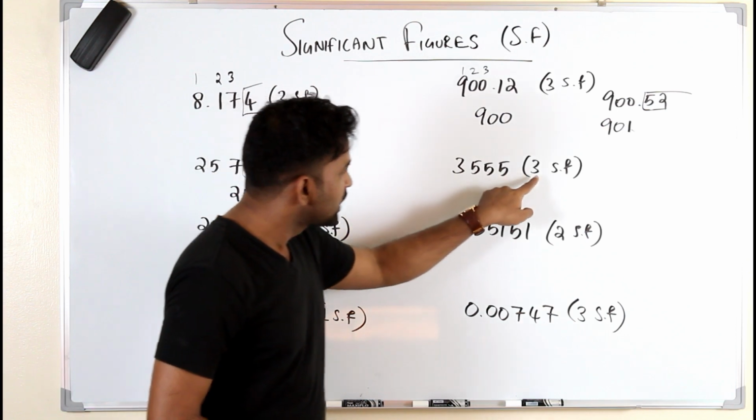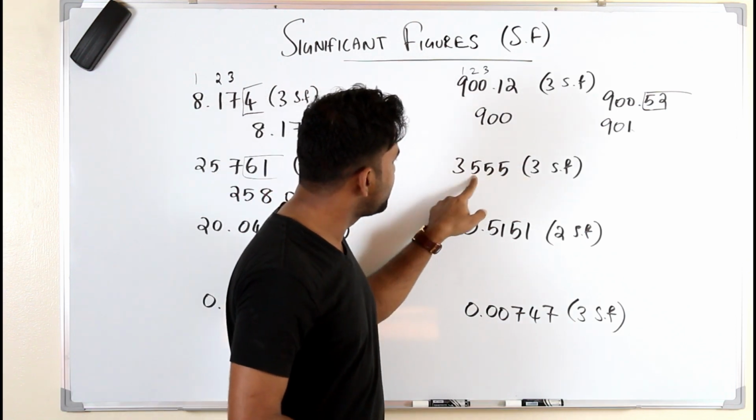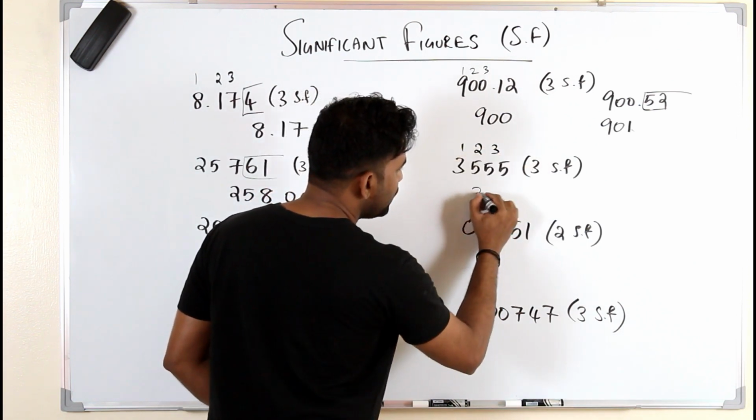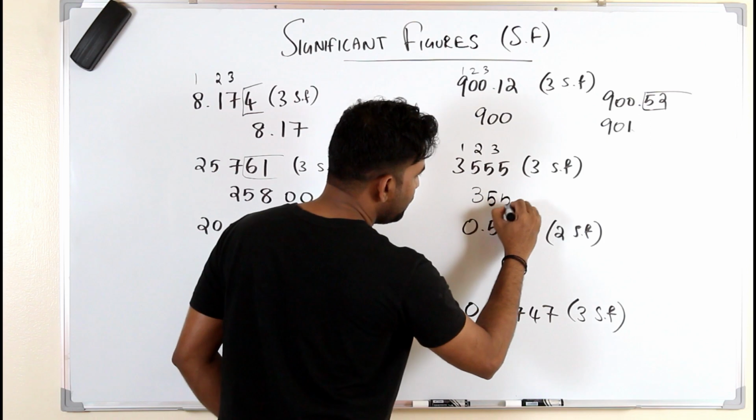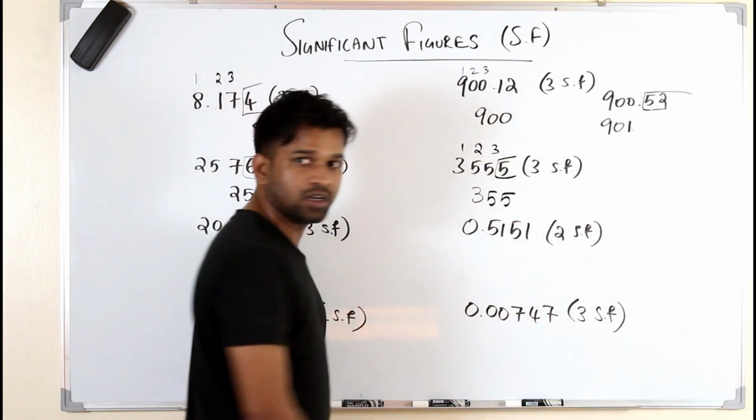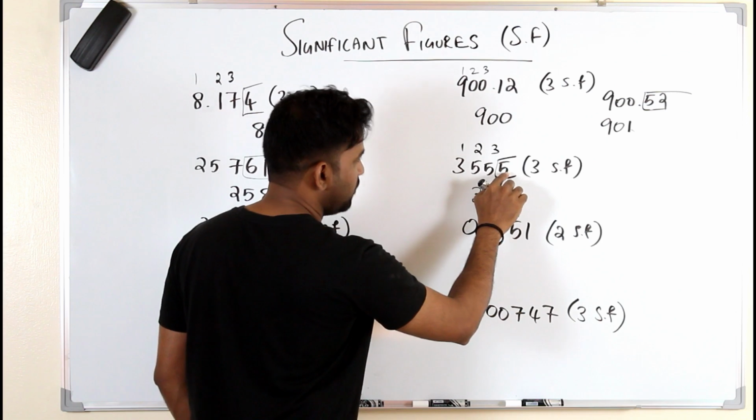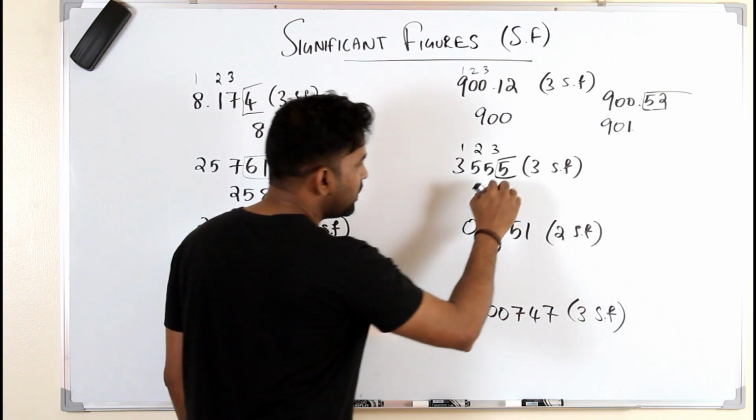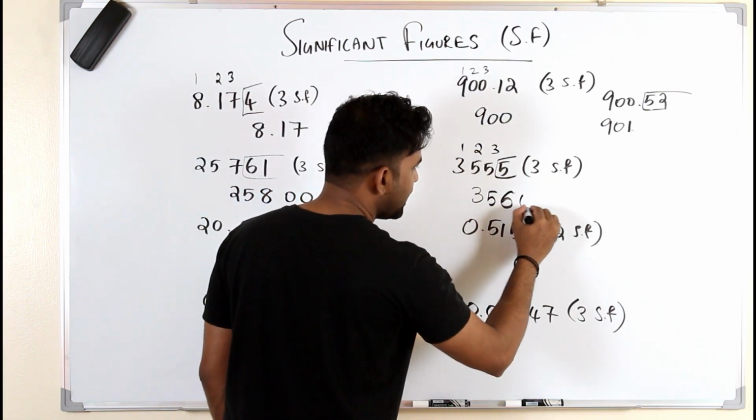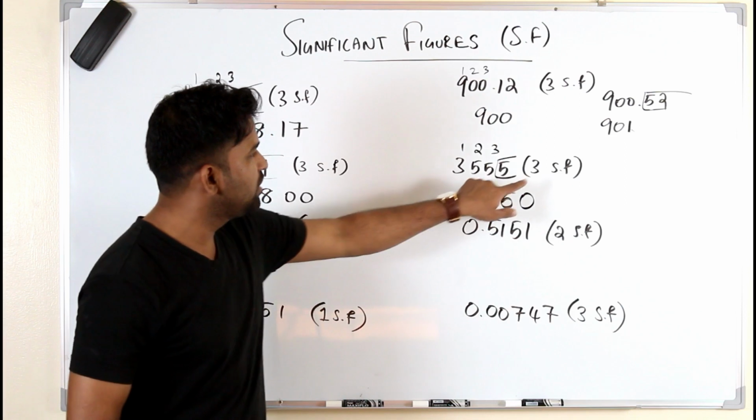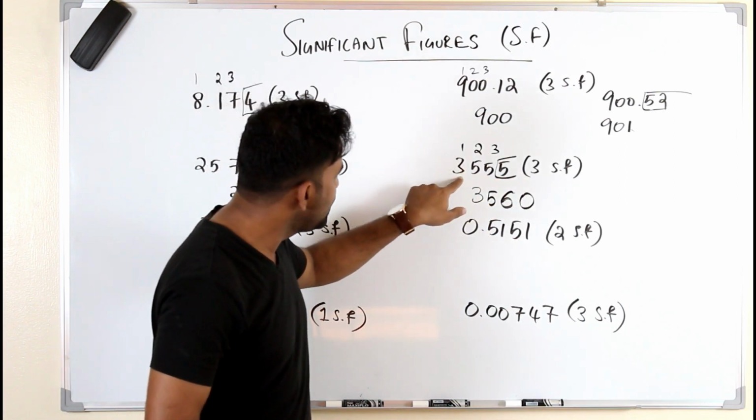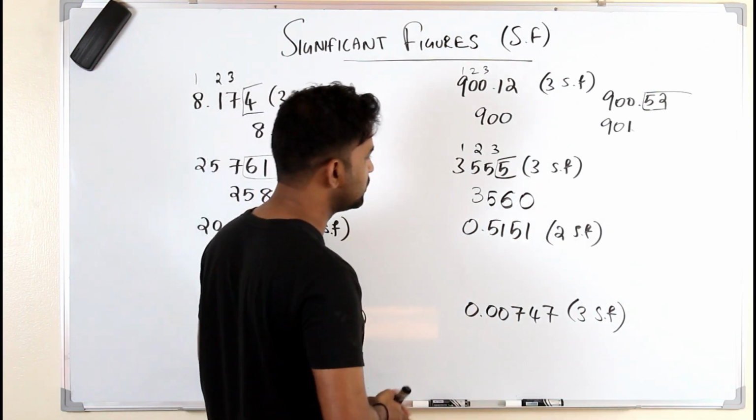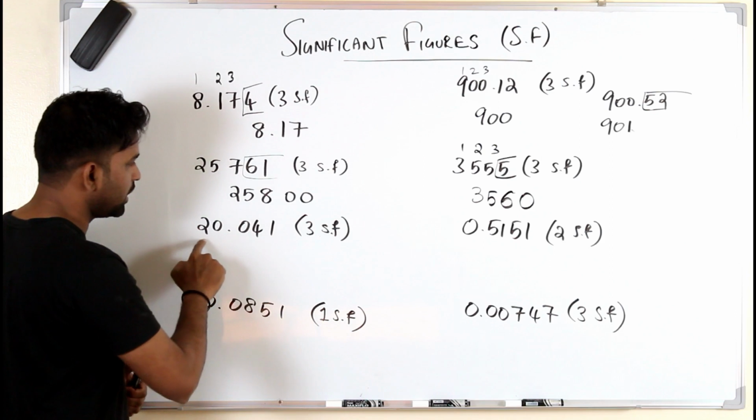Come back here. You need to write this 3,555 in 3 significant figures. So 1, 2, 3, 355. You need to omit the last number. Since it is 5, if it is 5 or more than 5, we add 1 here. So 356. So in the place of the last digit 5, we add a 0. So your 3 significant figure of this number is 3560. You cannot put 3550, which is wrong.